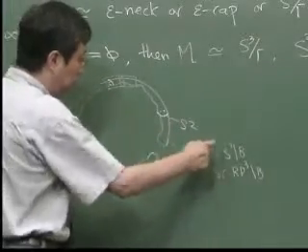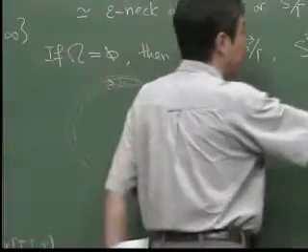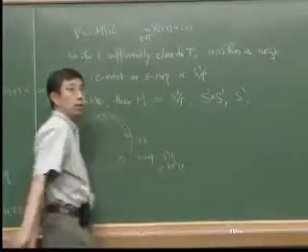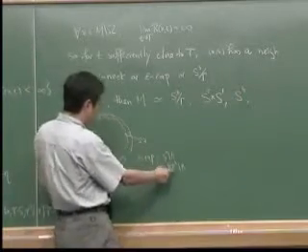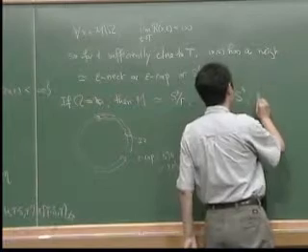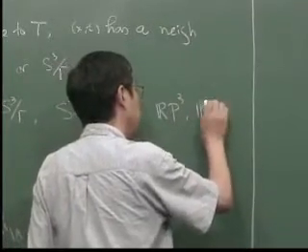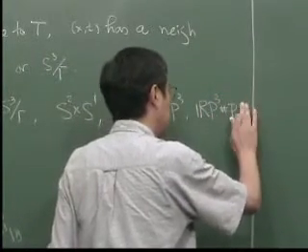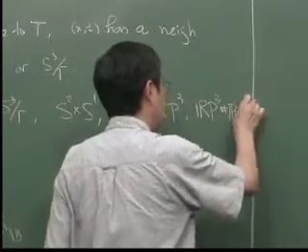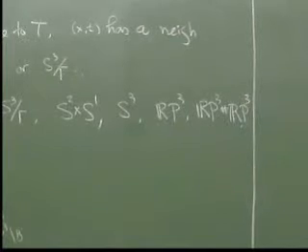If both epsilon caps are given by this, then I just get S3. Right? If one of them is given by this and one by that, I just get RP3. Or I can get RP3 connected sum with RP3. Okay, so those are the topological types you get.